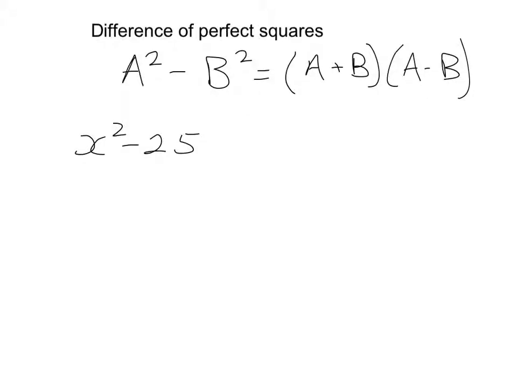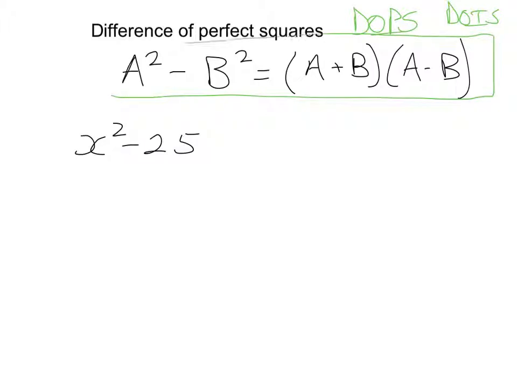Here we're looking at the difference of perfect squares. This is sometimes referred to as DOPS, difference of perfect squares, or DOTS, difference of two squares. What we're looking at here is a general rule where we have a squared take away b squared. When we factorise it, it goes into a plus b in one bracket and a minus b in the other bracket.